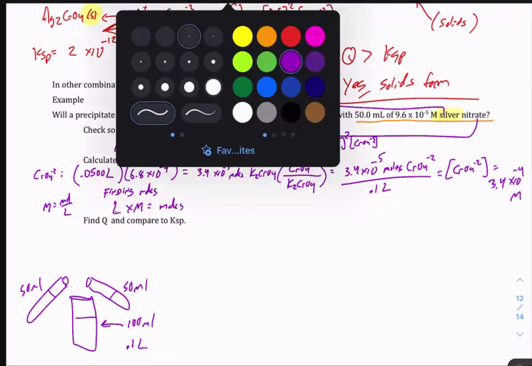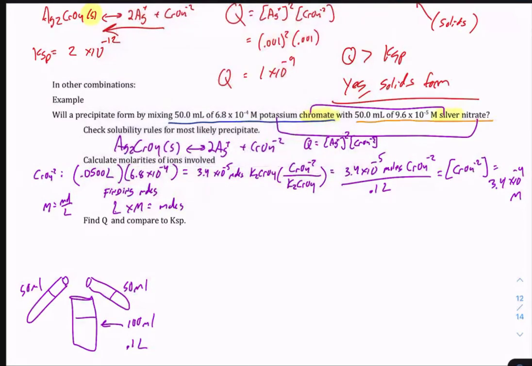So now let's do it for silver. Okay, so 0.05 liters times 9.6 times 10 to the minus 5 molar silver nitrate. Does everyone see where I'm getting those numbers from? Yeah. All right.